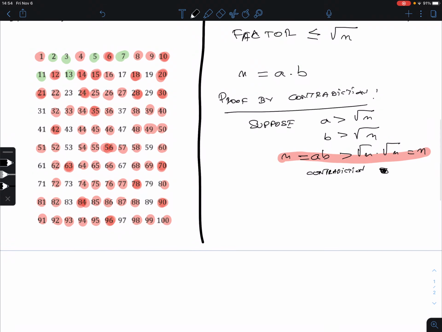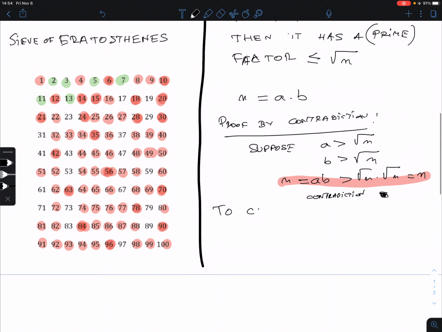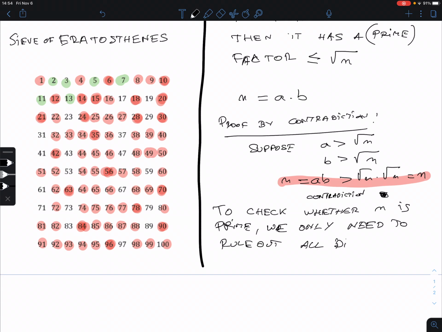But what this means is, when we check whether n is prime, we only need to rule out all divisors that are smaller or equal to radical n, because I know there has to be at least one. And if I ruled all those out, then there cannot be any. That means there is no divisor less than radical n, therefore it must be prime.